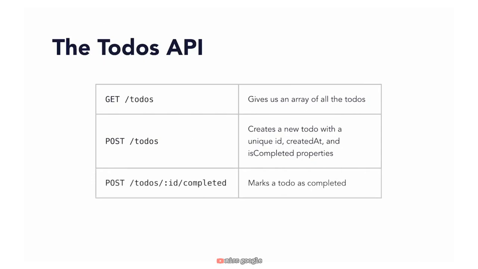We can also send a POST request to todos/ID/completed, which will mark a given to-do item as completed and return the updated to-do item as a response. And finally, we can send a DELETE request to todos/ID to delete the to-do with the given ID from our server's in-memory database. And this endpoint will send the to-do object that was deleted as a response.